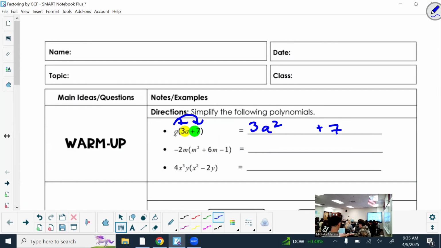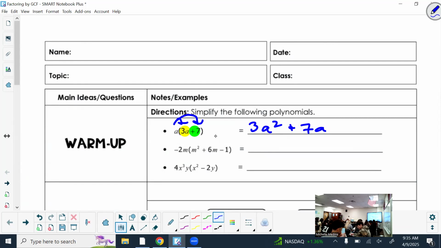And then we're multiplying a by 7. So class, what's a times 7? 7a. Over a little bit. And make it a 7a. And now it is correctly distributed. Questions on that?